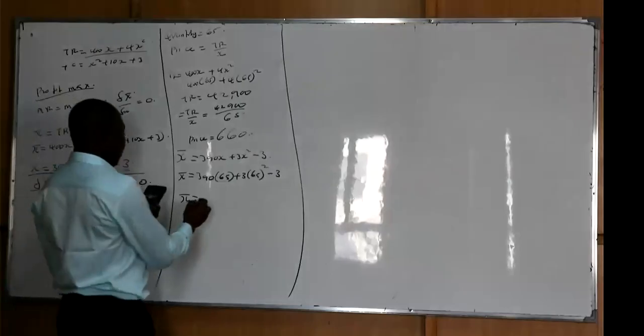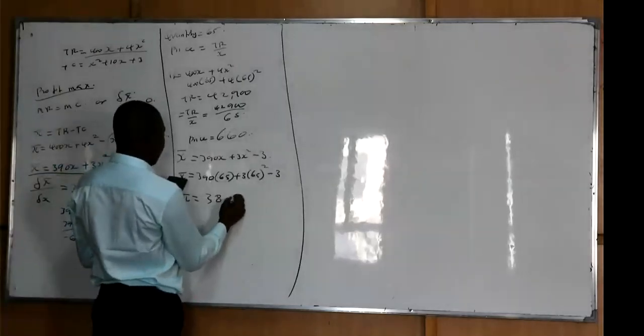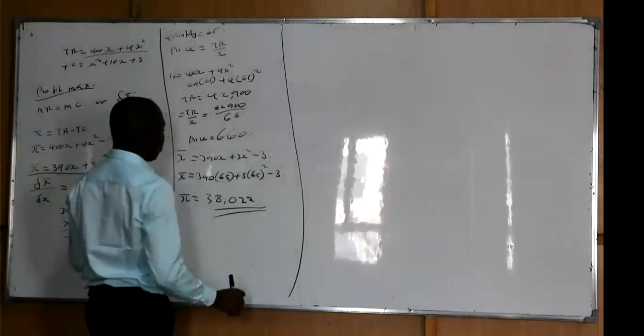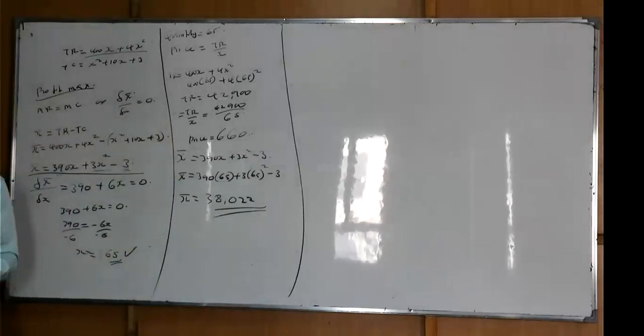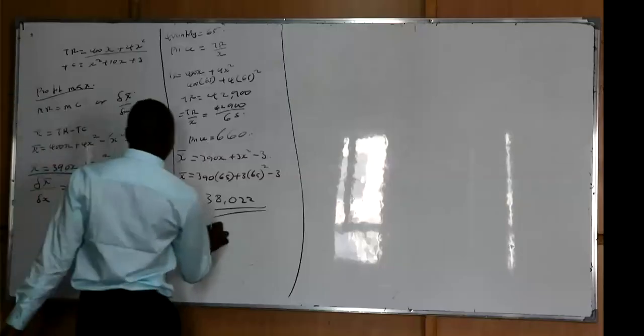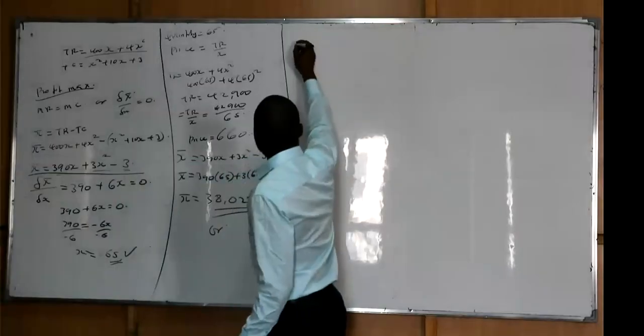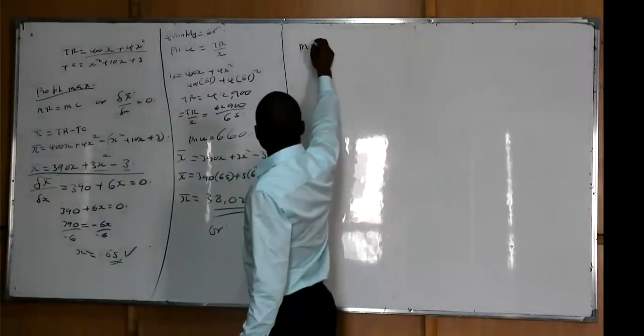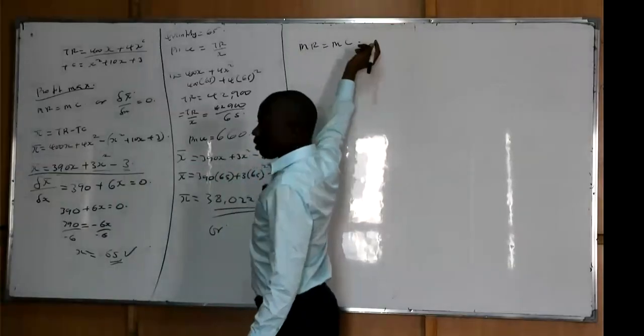So the maximum profit is equal to 38,022. Who got this? Okay, this was by differentiation of profit functions. We can also say at profit maximization, marginal revenue is equal to marginal cost.